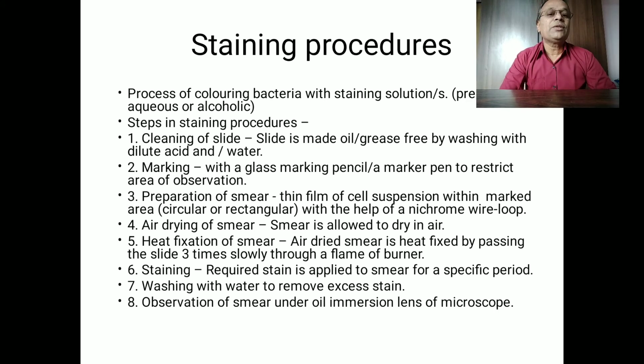Then the next step is removal of excess of the stain, meaning unattached stain molecules are to be removed from the smear, and this usually is done by washing the smear either with water or in some staining procedures it is alcohol. Finally, after washing, you have to observe the smear area by putting a drop of oil under the oil immersion lens of the microscope. Now you will have two differences between negative staining and positive staining.